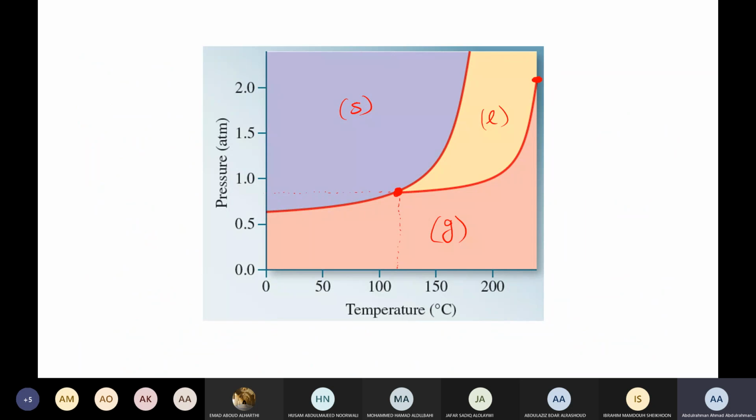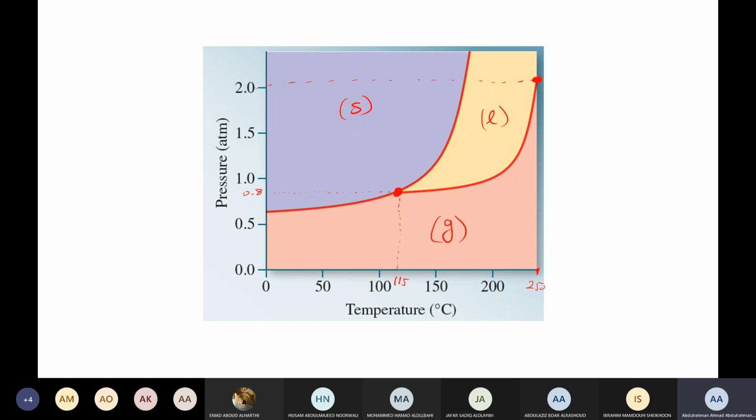Now, what's the temperature of the triple point? 115 approximately, or something. Good. How about the pressure? 0.9, 0.8. I agree. What's the critical temperature? 250. 150. Okay, what's the critical pressure? 280. About 2 or maybe slightly more than 2.